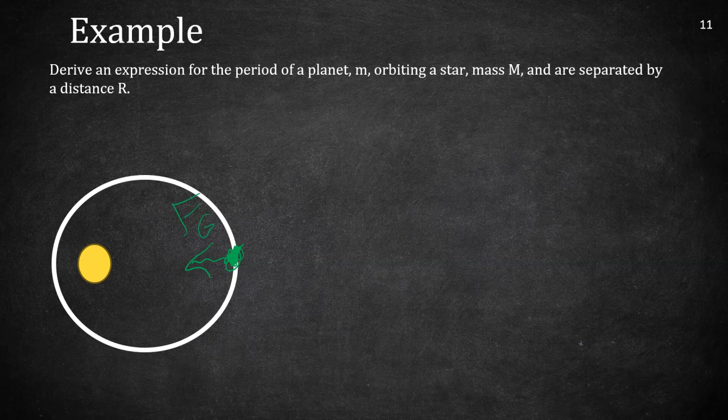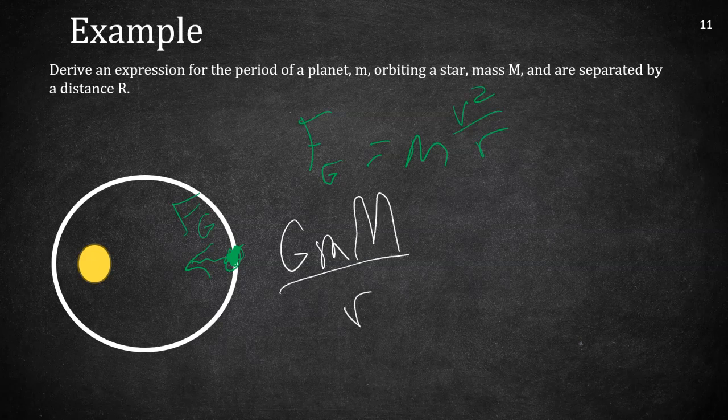Says the stuff that makes it go, and if we're going around a circle, the stuff pointed inwards towards the center of the circle minus the stuff pointing out of the center of the circle equals mass times our centripetal acceleration. Fg equals big G times m times big M over r squared equals mass times v squared over r.